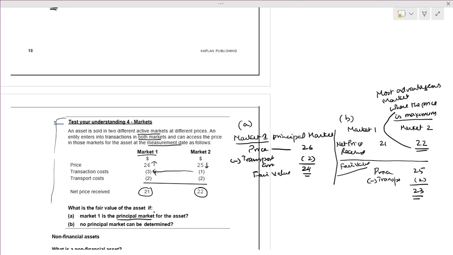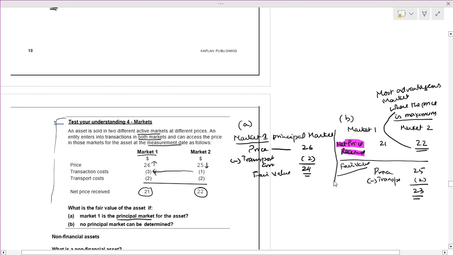What you should keep in mind is the difference between the principal market and the most advantageous market in IFRS 13. In the principal market, what is the fair value? In the most advantageous market, what is the fair value? When you are talking about the most advantageous market, we have to take into consideration the net price received as the basis. If you are taking the principal market, we have to take the fair value. This is the differentiation. This is one of the parts of the main questions.